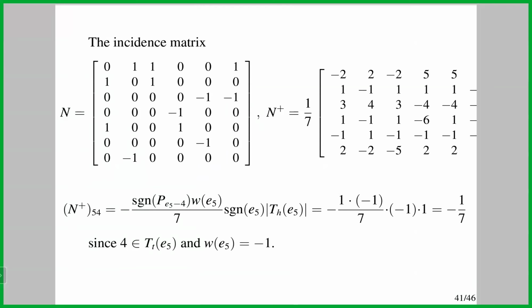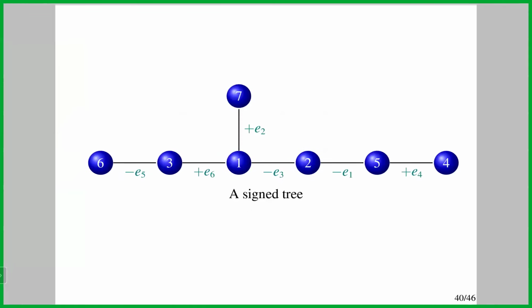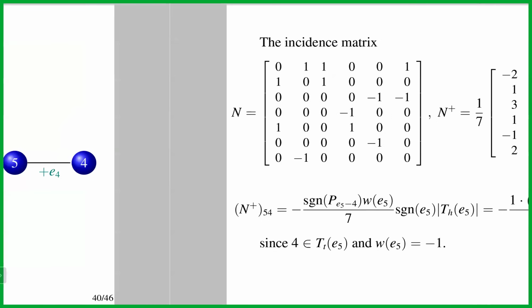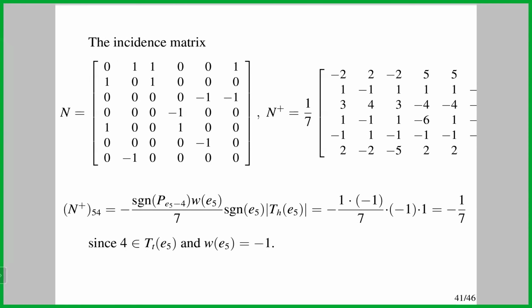But why is it -1/7? I'm going to explain that. So the 5, 4 entry means you're looking at edge 5, sorry, and vertex 4, right? So now it is negative times the sign of the path between edge 5 and 4. If you go back, edge 5 and 4 means you're looking at the sign of the path between vertex 3 and 4, which is positive times negative times positive, right? So it's the positive sign of the path.